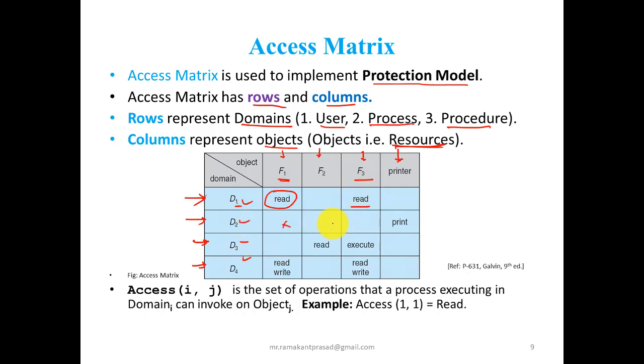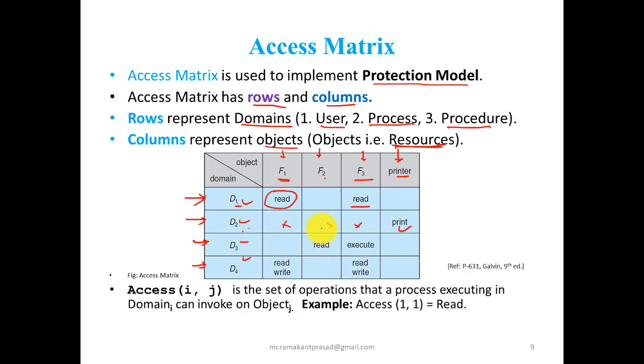Here is nothing, here is nothing, here is nothing. It means that D2 has no right to access F2 and F1. But domain D2 has a right to access the printer because printing is defined here. Clear? So next domain is D3.